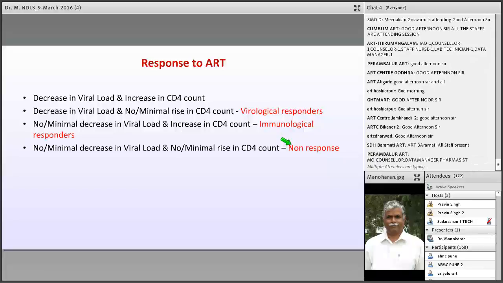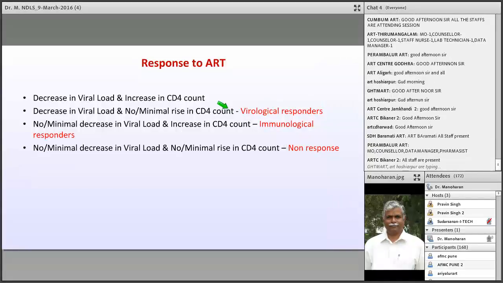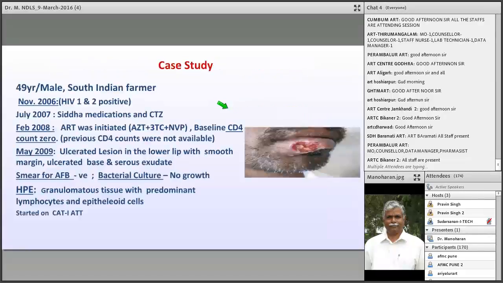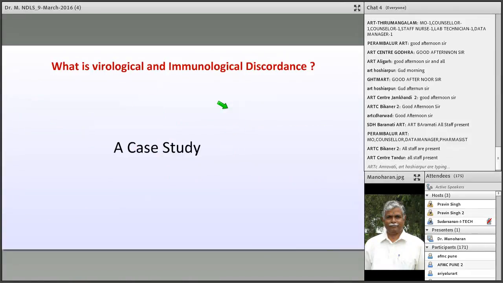So in this session I am going to concentrate only on virological responders, the two in adults. It is only because of the time constraint I want to confine myself to virological responders, or you can call them immunological non-responders also. So let us go to a case study.